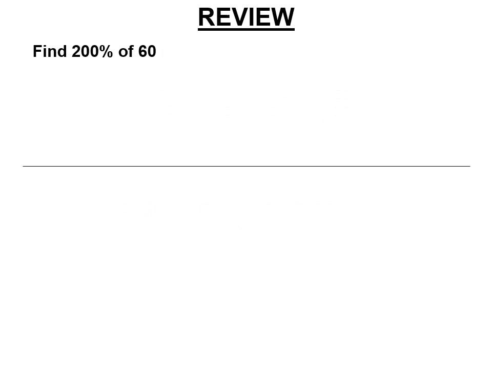So 200% of 60. So 100% of 60 was 60. So 200% is just 2 times that, 120, 60 times 2. Right? Or realizing you move the decimal point, it's just 60 times 2. 120, no decimal point there.